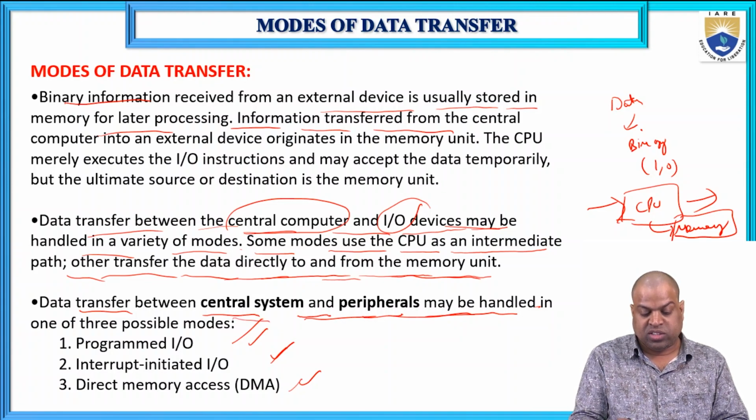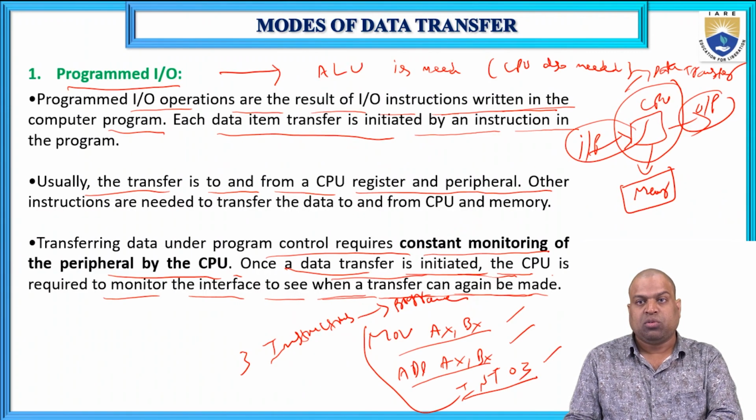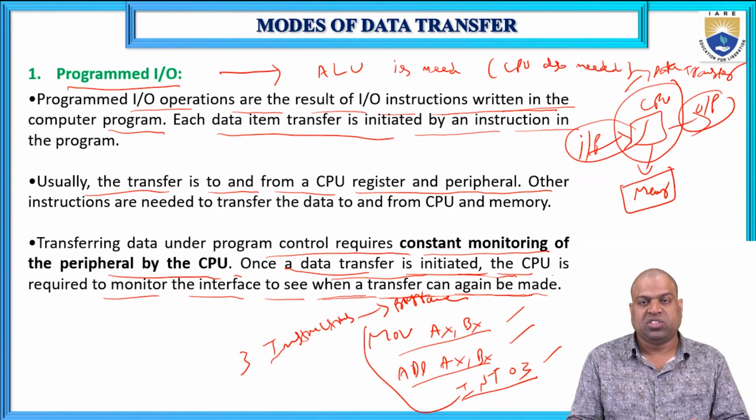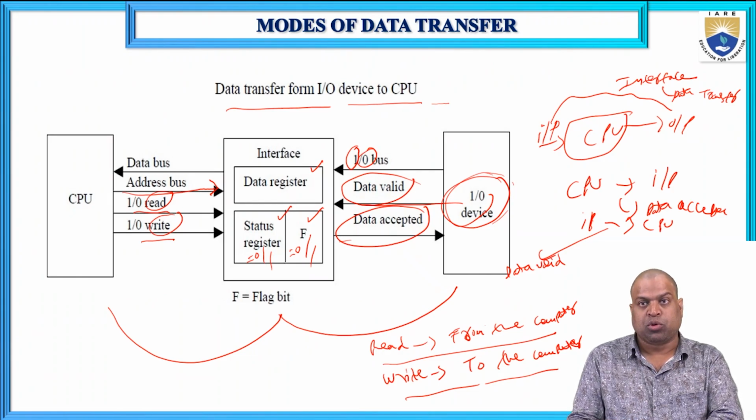So what are the three types of data transfers? Programmed input output, interrupt initiated, and direct memory access. Programmed input output means multiple instructions are executing one by one. So that is programmed input output. For this we need ALU, CPU and memory to execute this. And between the CPU and input output, the interfacing connects the input and output through the CPU.